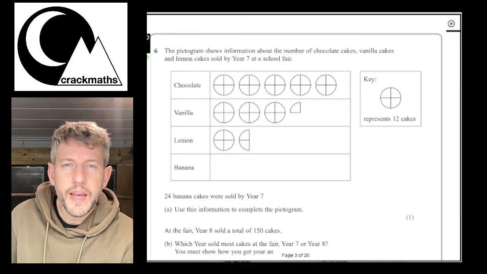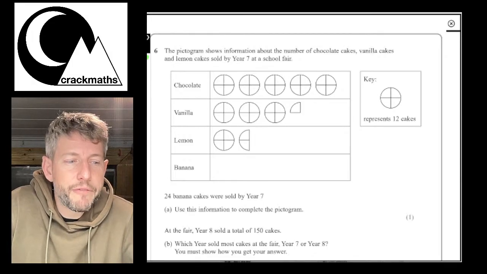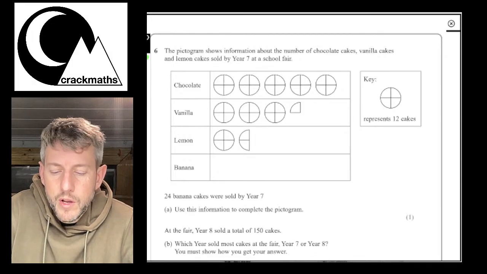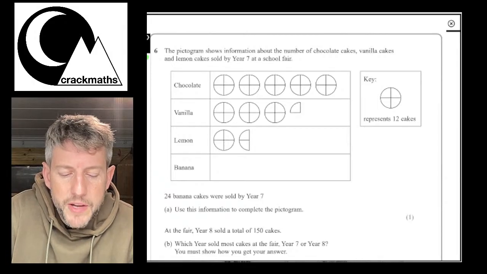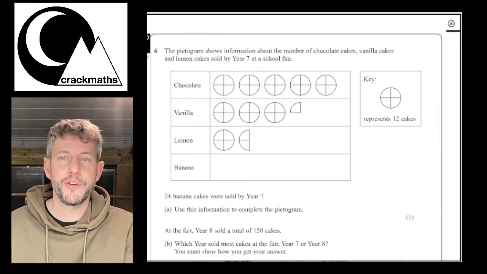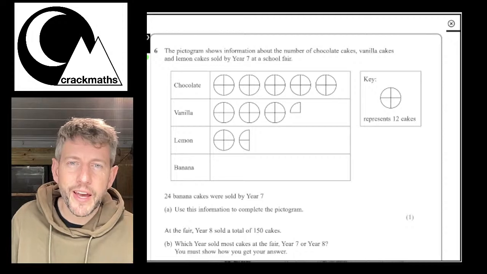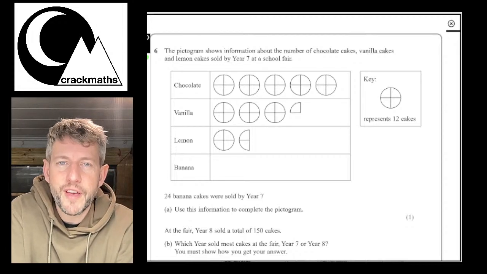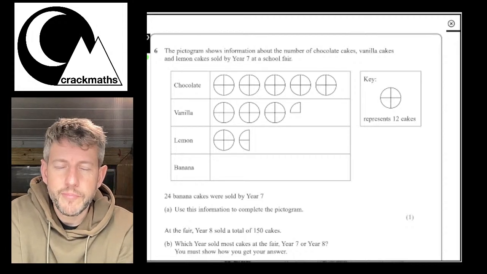Okay, so here we go. In this question, we have got a pictogram. The pictogram shows information about the number of chocolate cakes, vanilla cakes, and lemon cakes sold by Year 7 at a school fair.